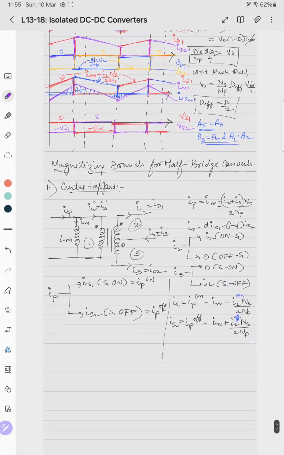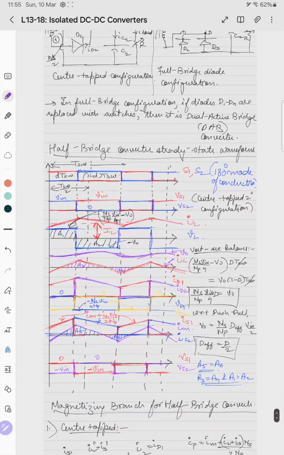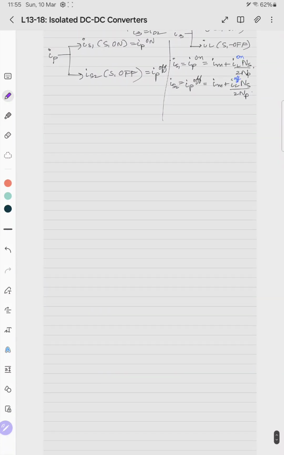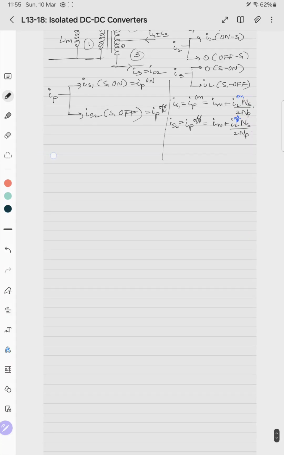So now we are done with the analysis of the half-bridge DC converter. We will quickly see the steady state waveforms of the full-bridge converter, and then we'll stop the analysis of the DC-DC isolated converters. So now we'll see the full-bridge converter steady state analysis.